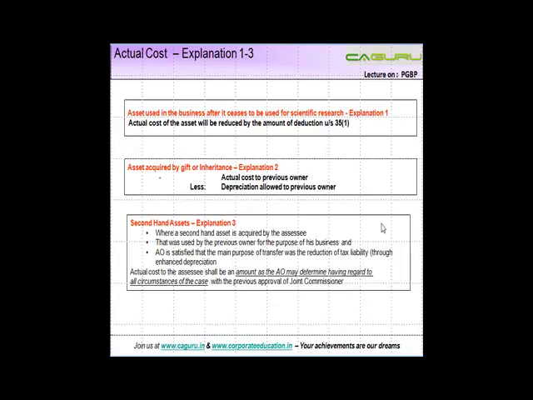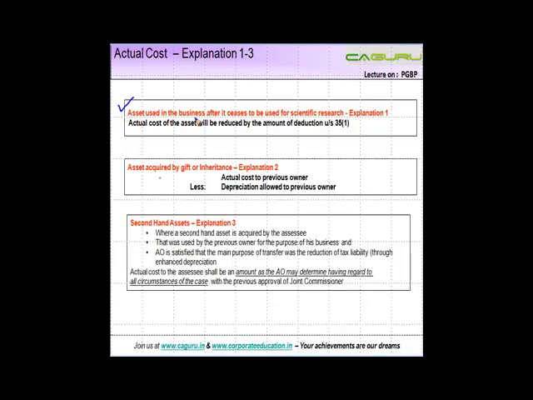Okay, let us understand certain explanations which are given to the definition of actual cost. These explanations are basically meant to cover certain specific situations, and basically provide guidance on what you mean by actual cost. Let's see the first one. The portion highlighted in red is basically representative of the heading, and the balance is the text. Let's read the first one.